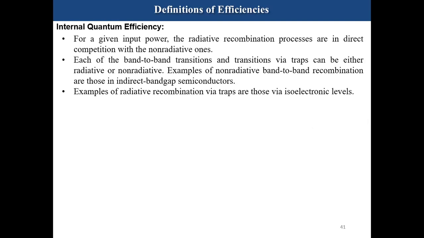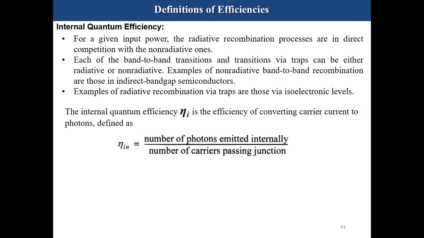Now, another important aspect is efficiency in a device. The internal quantum efficiency: to understand, for a given input power, the radiative recombination processes are in direct competition with the non-radiative ones. Each of the band-to-band transitions and the transitions via traps can be either radiative or non-radiative. Examples of non-radiative band-to-band recombinations are those in indirect bandgap semiconductors. Examples of radiative recombinations via traps are those via isoelectronic levels.